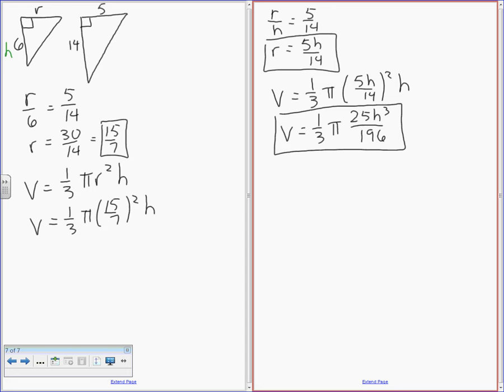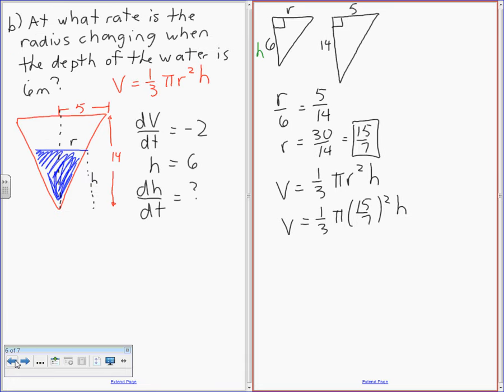You just want to make it easier to find the volume. Because for dr by dt, we have no relation to it, these are two unknowns. The problem was, we're looking for dh by dt, and you can't have two unknowns. If dr by dt and dh by dt were both unknown, you can't have two unknowns in the question.